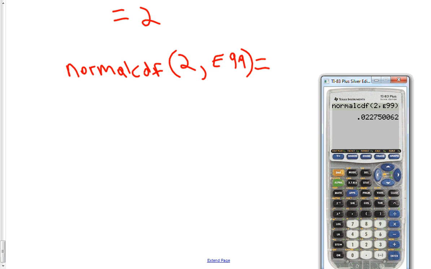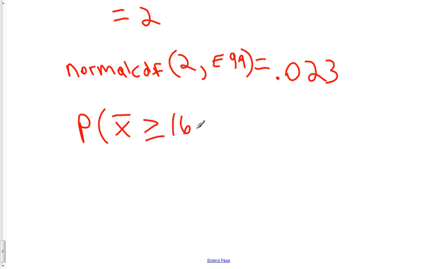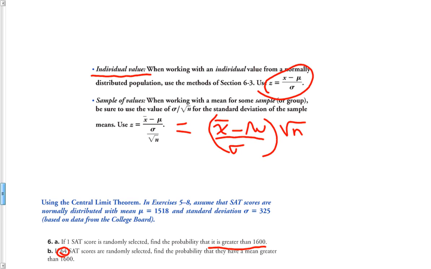0.023. So it turns out that the probability that x bar is greater than or equal to 1600, the sample mean, is equal to 0.023. So the probability that the sample mean with samples of size 64 is greater than or equal to 1600 is 0.023. So that's how we apply the central limit theorem.